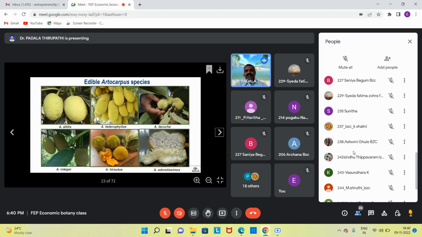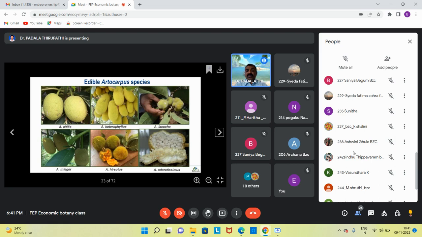Okay, my dear friends, this slide clearly shows the beautiful fruits of different species of Artocarpus. This is Artocarpus altilis, and this is Artocarpus heterophyllus. This is Artocarpus lakoocha, Artocarpus integer, Artocarpus hirsutus, and Artocarpus odoratissimus. So these are the different species we observe in this slide. These all belong to jackfruit species, my dear friends. All fruits have their own nutritional and dietary values for future generations.